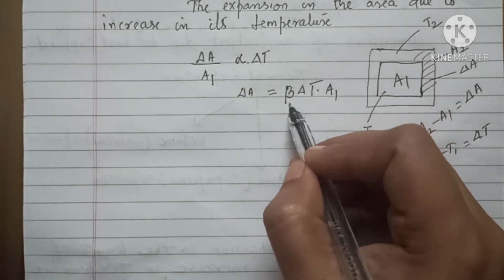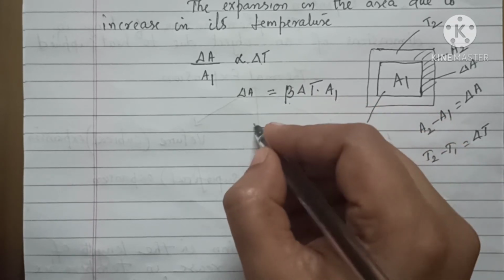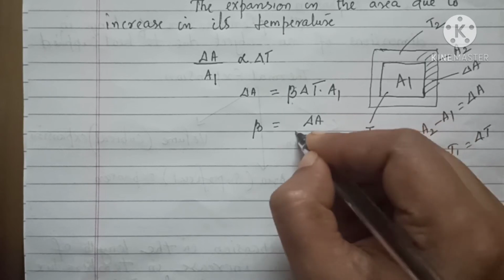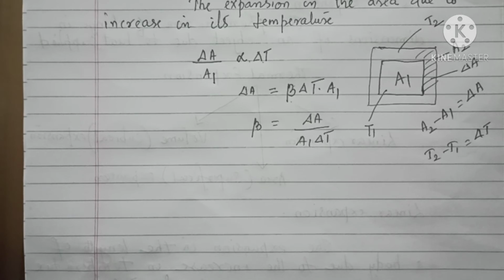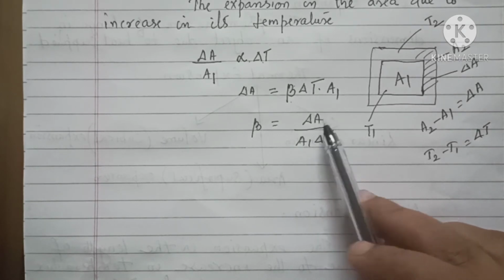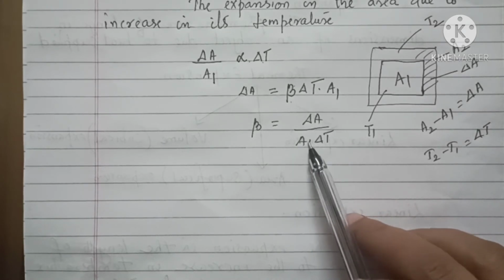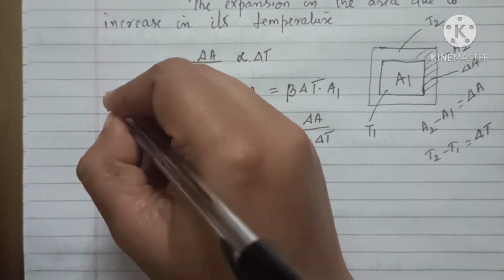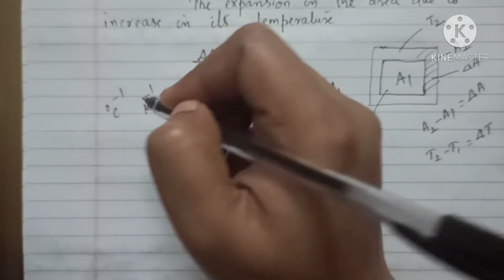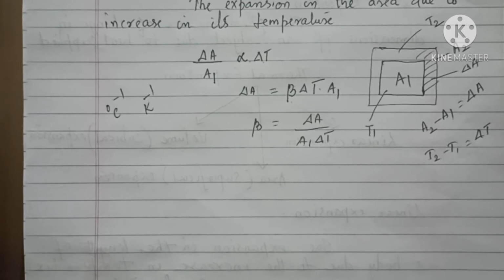So this beta is actually the coefficient of area expansion. So beta is equal to delta A by A1 into delta T. Clear? How can you define it? It is the coefficient of area expansion of a metal sheet or a metal plate. You can define it as the increase in the surface area per unit original surface area per degree rise in temperature. So its unit is again degree Celsius raised to -1 or Kelvin raised to -1. Clear for you? So this is the area expansion.